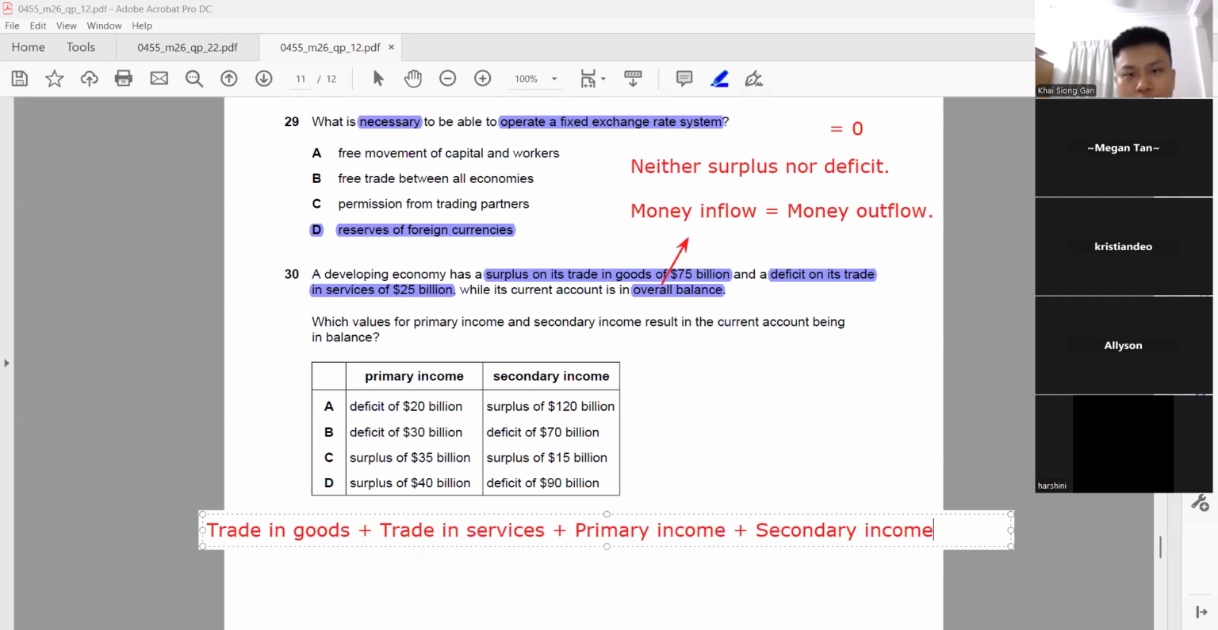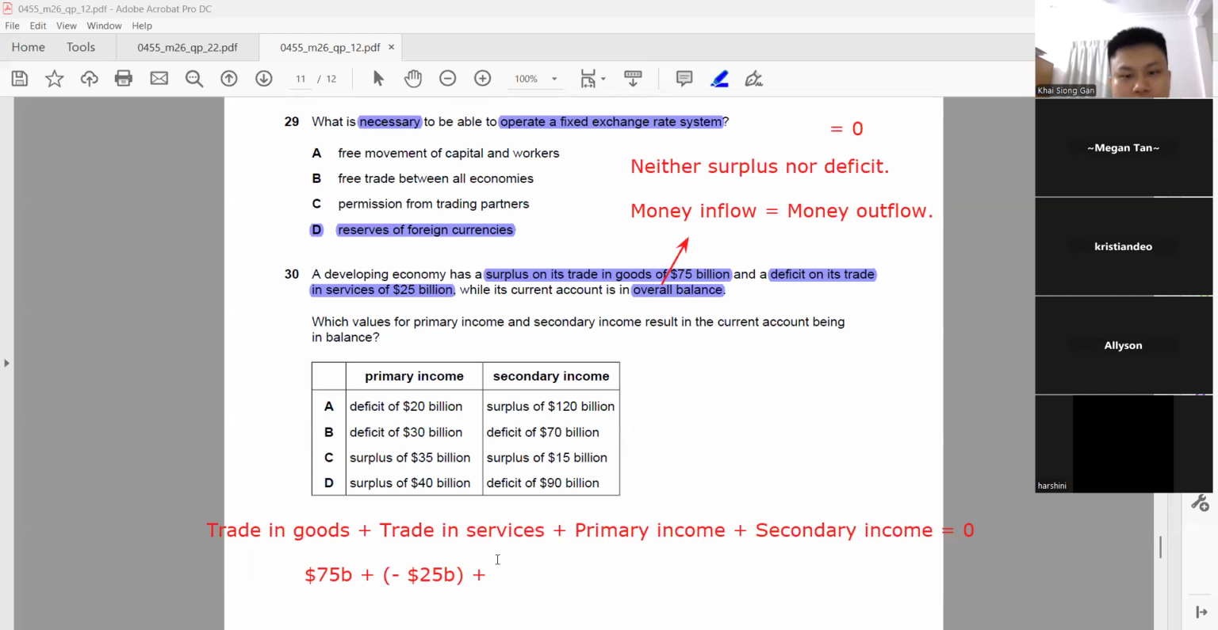So trade in goods, 75 billion. Trade in services, deficit. Deficit means negative, so you must put the negative sign. So you have to find primary income and secondary income. Which one is the answer? Hey, Siobhan, you haven't answered me yet. You have to find the one that equals zero. Siobhan, no response from you?